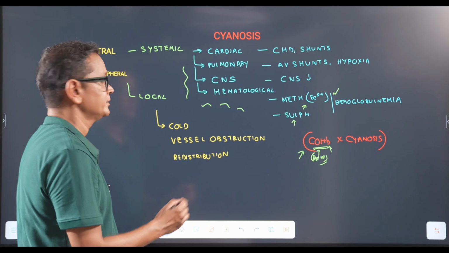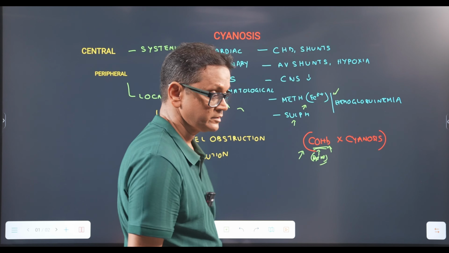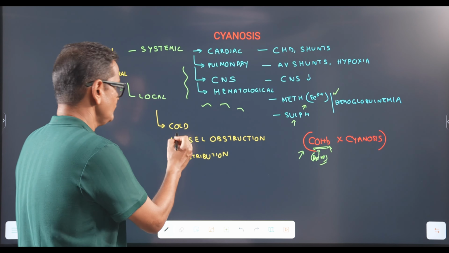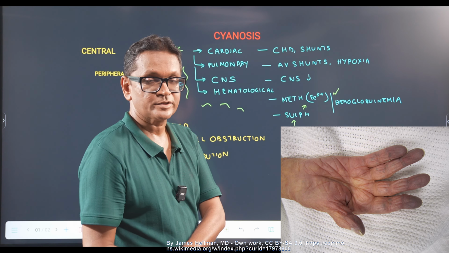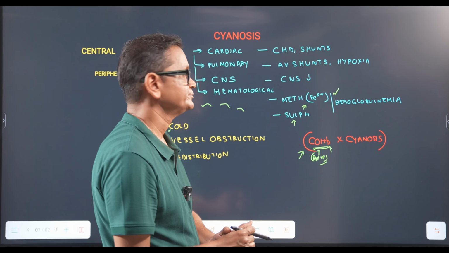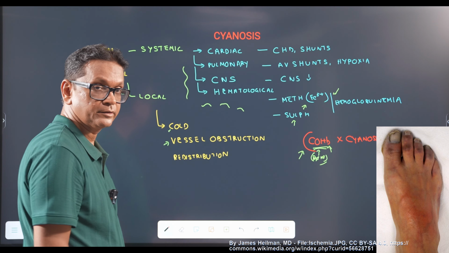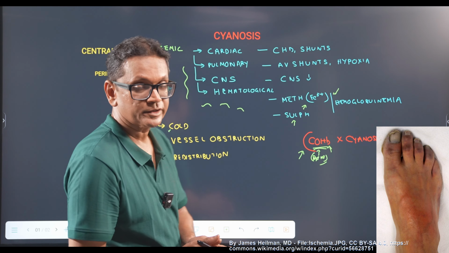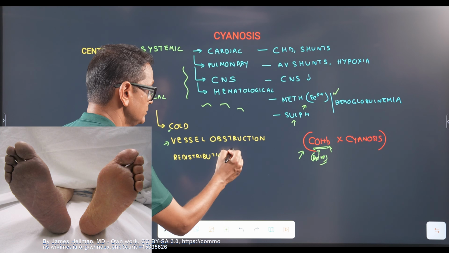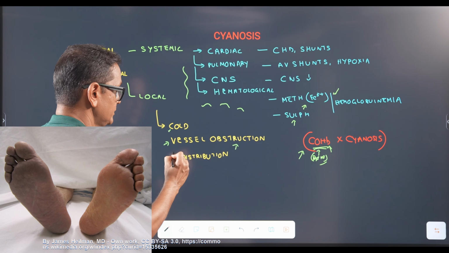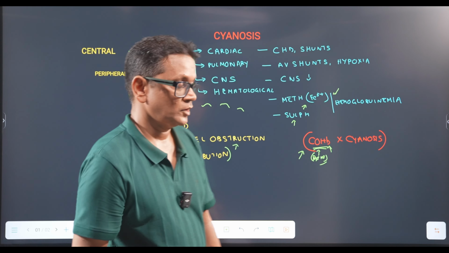Okay. Let us come back to peripheral causes. Peripheral causes are attributed to local causes like cold, producing intense vasoconstriction, especially you might be knowing Raynaud's phenomenon. Second one is either arterial or venous obstruction, which can lead to an increase in interstitial fluid and also obstruction of the lymphatic system. They can lead to local cyanosis and a redistribution of blood flow away from non-vital structures like skin.